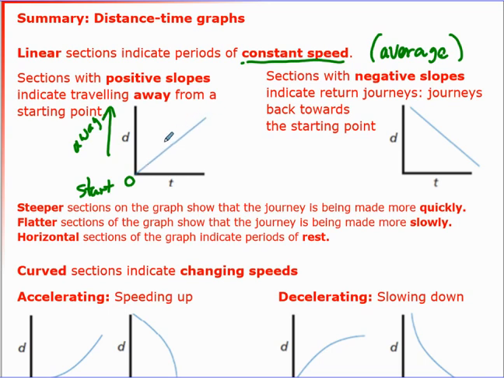So you can always see this upward slope because time always goes by. So tick, tick, tick, time is going by. And a negative slope, negative doesn't mean something bad. Okay, it just means a direction. So it doesn't matter. Doesn't mean a bad result. Okay, sections with negative slopes are journeys that go towards the start line. So again, here's the start. And we're going towards.